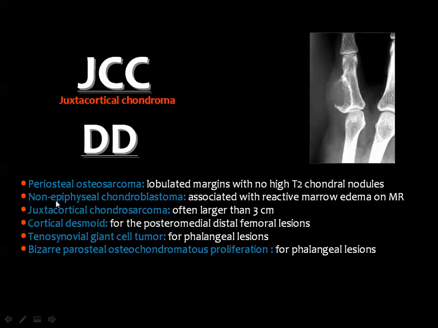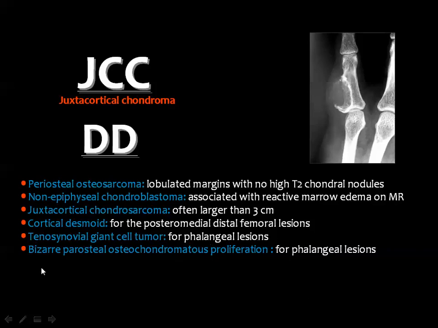chondroblastoma, which occurs outside the epiphysis. The epiphysis is the most common site, of course, for chondroblastoma. Juxtacortical chondrosarcoma both can have overlapping features, but usually the chondrosarcoma is more sizable. Cortical desmoid tumor and tenosynovial giant cell tumors, or the tumors of the tendon sheaths, you remember, they are predominantly seen also in the fingers.